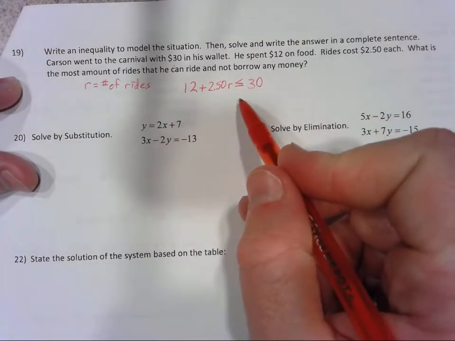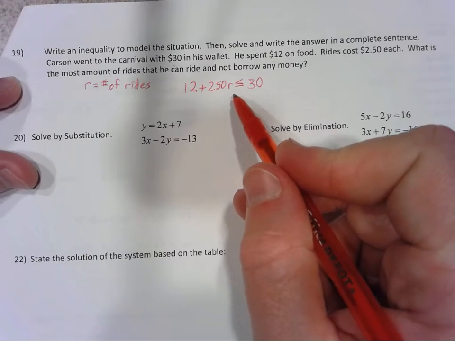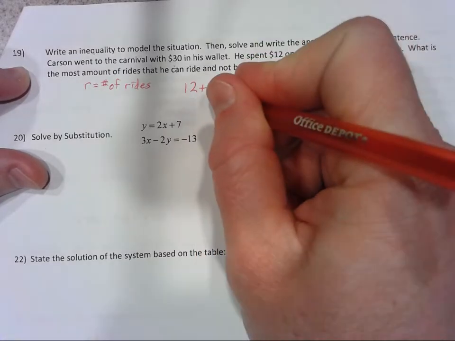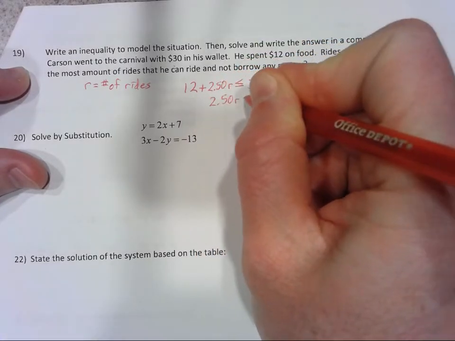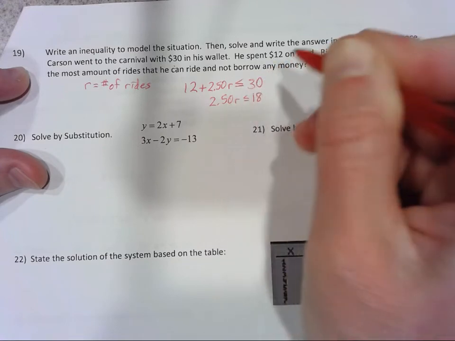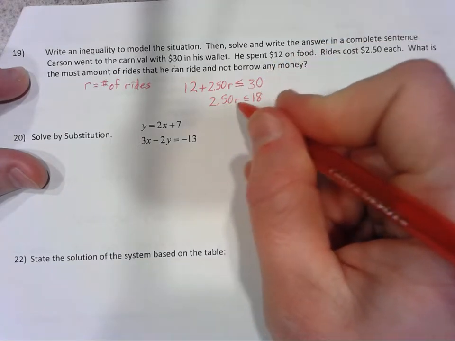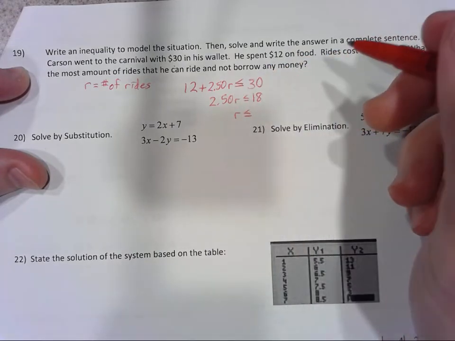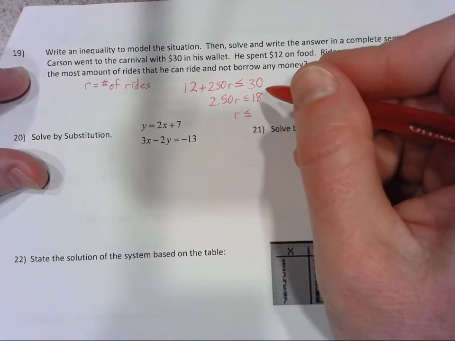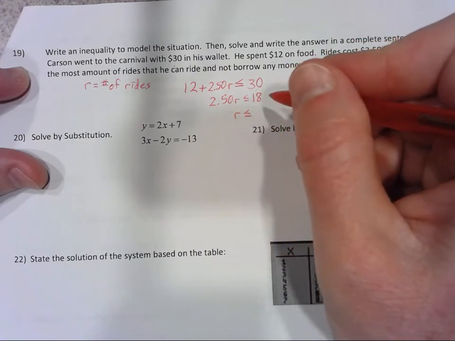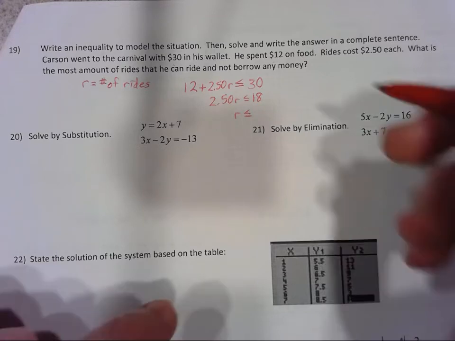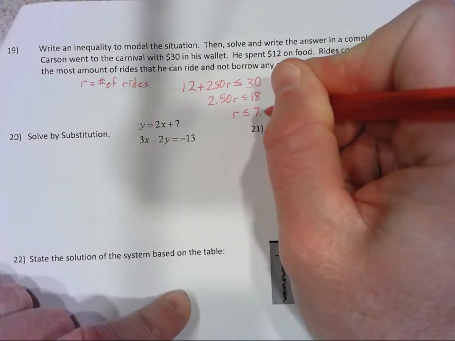What is the most amount of rides that he can ride and not borrow any money? So I want to solve for R. So I'm going to subtract 12. And then divide 18 divided by 2.5. I'm going to take out my calculator, take 18 divided by 2.5. And so R is less than or equal to 7.2.